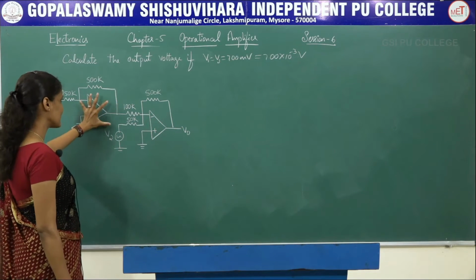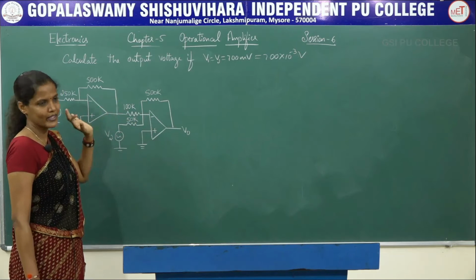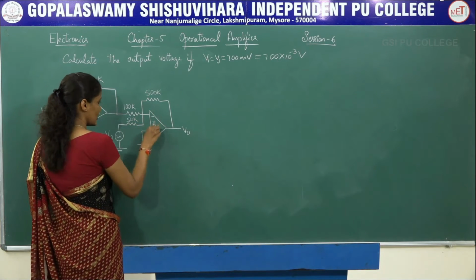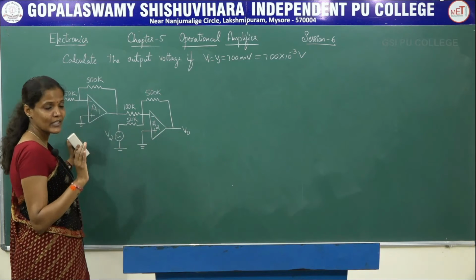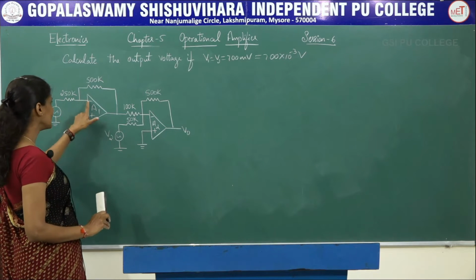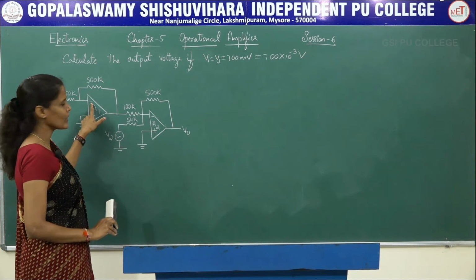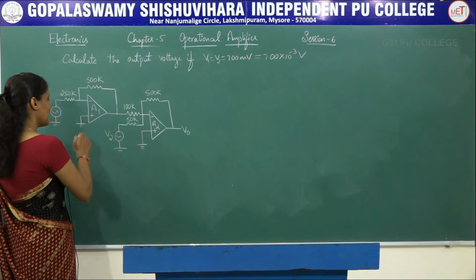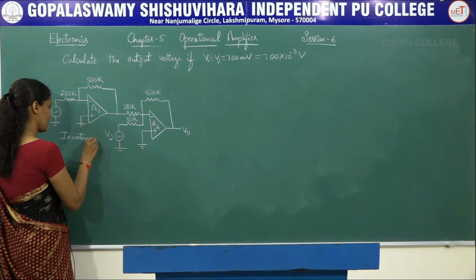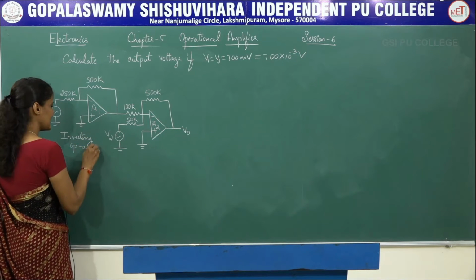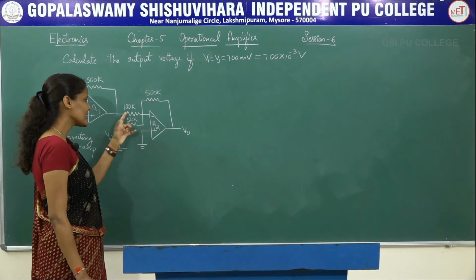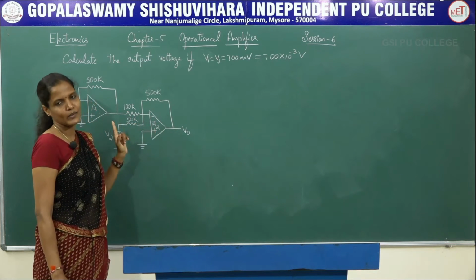So in this particular circuit we are having two amplifier circuits. Let us call the first one A1 and the second one A2. Now what you have to do? You have to identify which circuit is given. Here V1 is given to the inverting input terminal of the op amp A1. So this is an inverting op amp. And in the second op amp, V2 is the input signal which is applied to the inverting terminal of the op amp.